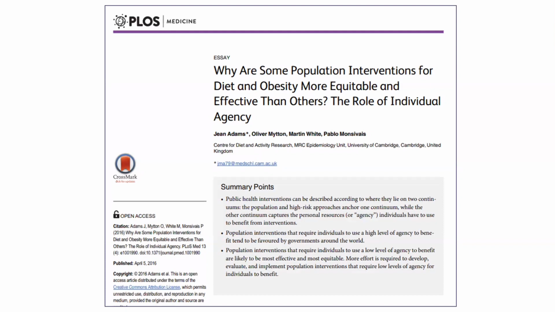And in this room, we also know that inequalities in achieving healthy diets and adequate physical activity exist, and that narrowing these inequalities is a key priority. Therefore, it's really important that we understand how population health interventions implemented to address obesity or dietary inadequacy and physical inactivity might influence health inequalities. So in 2016, Jean and the team published a paper exploring why some interventions are more equitable or effective than others, focusing on the role of individual agency.